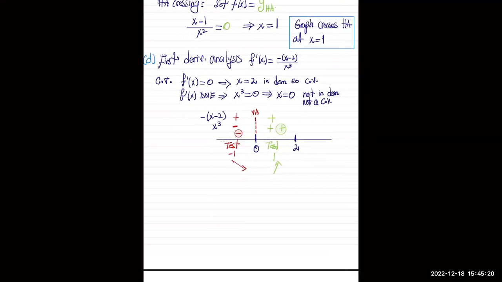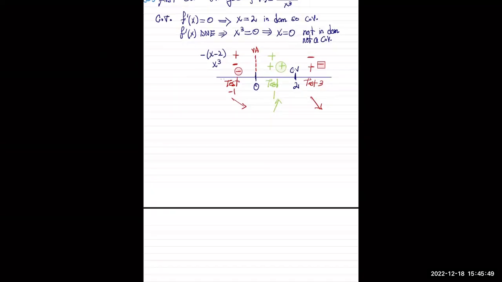Okay, 2, which is a critical value. Let's pick a test point after. We could test, say, 3 or 10. Put 3 here, you get negative of 1, so that's negative. 3 cubed is positive. The derivative is negative. The function is decreasing. So 2 is a local max.